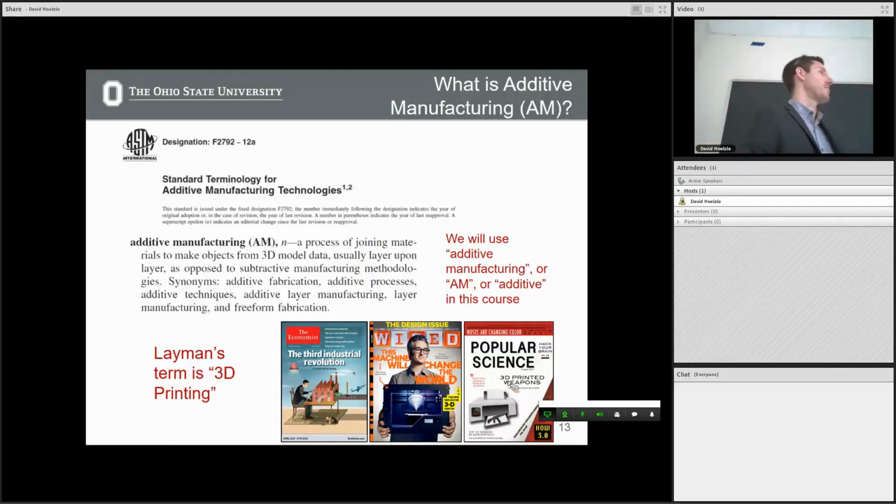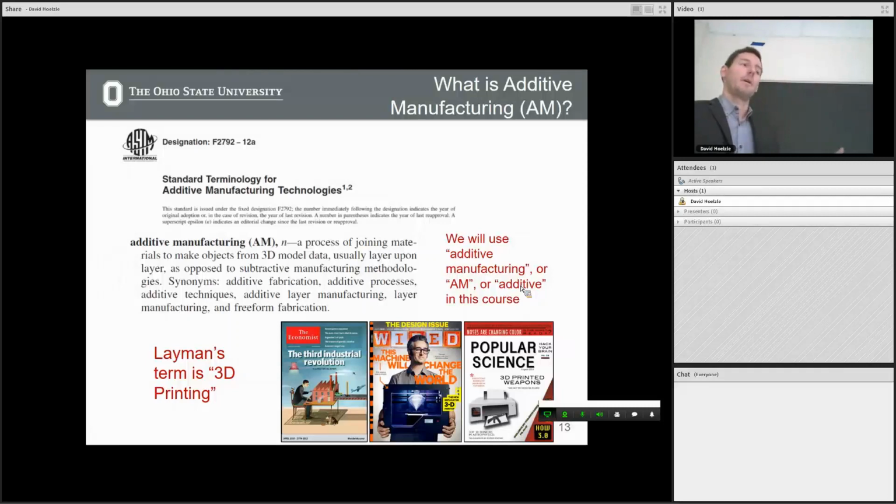If you're talking to your grandmother and she has no idea what you do for research, you'll probably call it 3D printing, not additive manufacturing. But when you're talking to a technical audience, it is now accepted that it's called additive manufacturing. So we use the terms additive manufacturing, AM, or additive for short in this course. Because we're trying to train you to become researchers in this field, I think it's better to switch your lexicon so you're talking about it the way people would at an additive manufacturing conference.